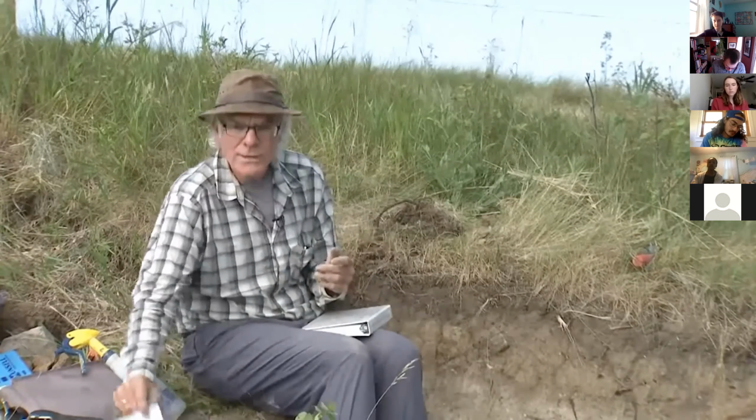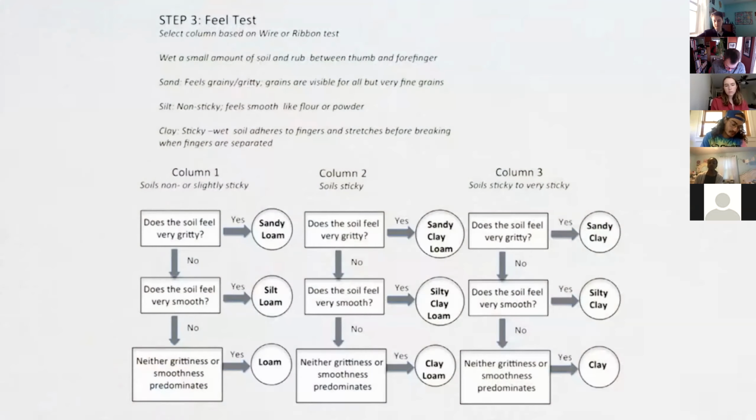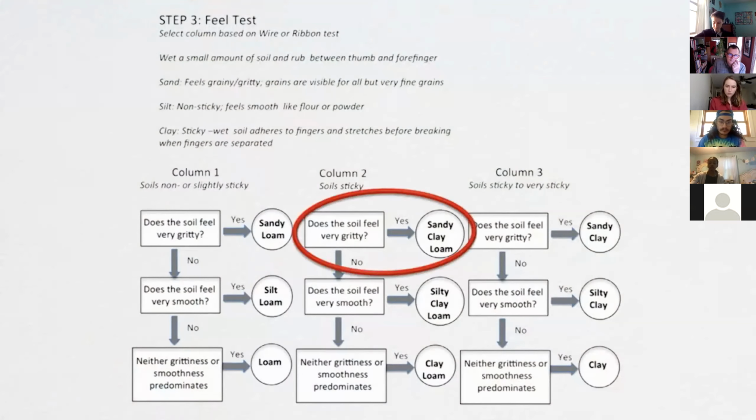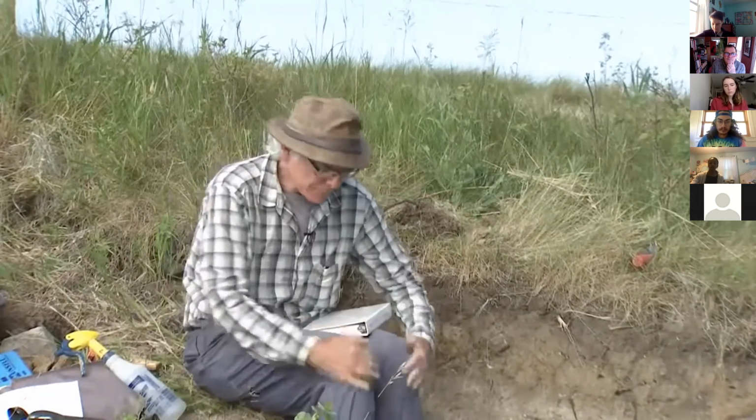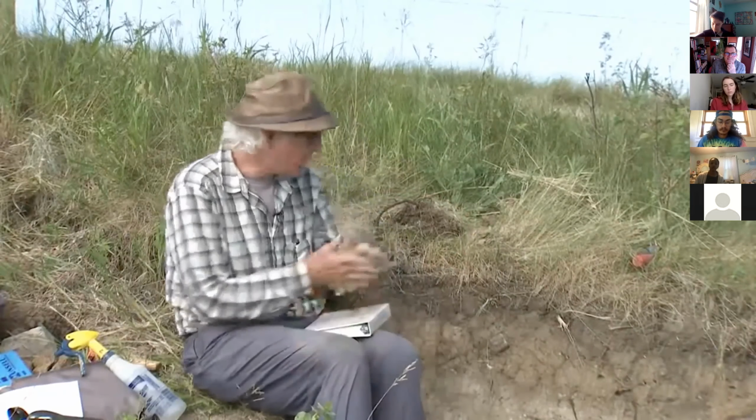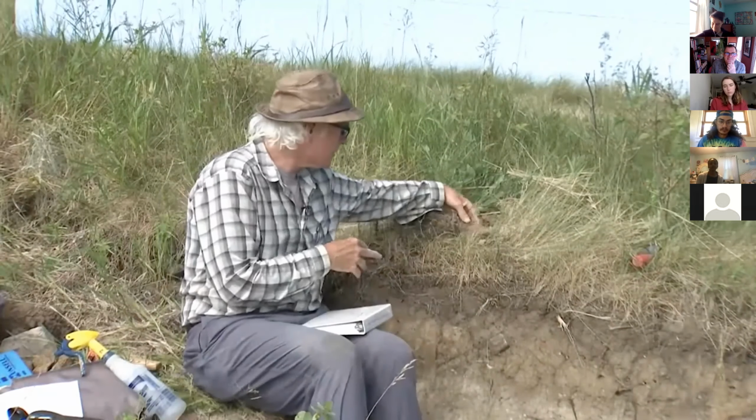So when I go to the section of the handbook for the field test, this soil feels very gritty and it classifies out as a sandy clay loam. So I'm going to repeat that now for my other samples. You don't want to wear your good clothing out in the field when you're doing soils research.